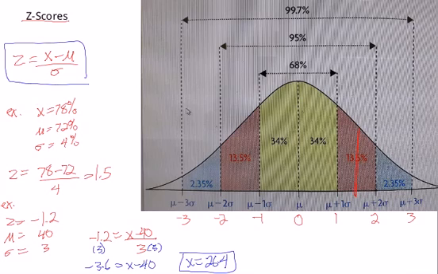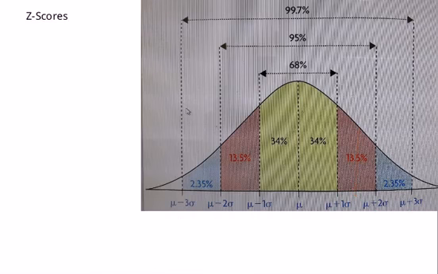Okay, so now our next topic is how do we get the percentages? Like I said, we're going to try to figure out what the percentage would be for any location.